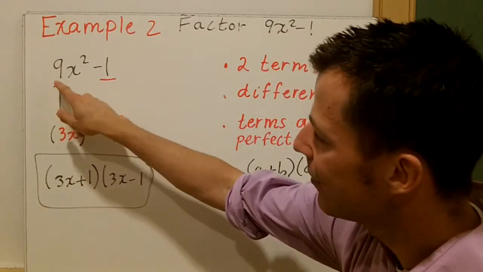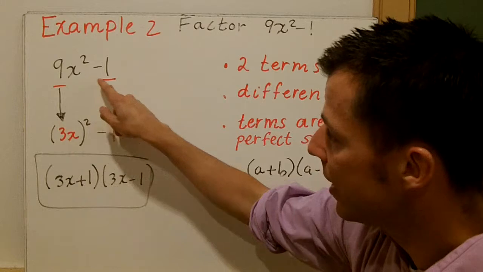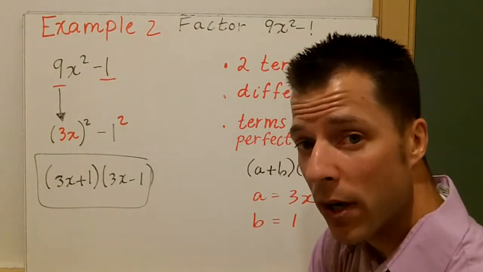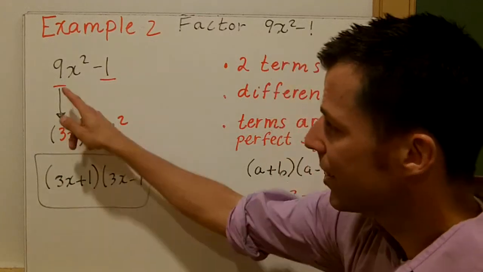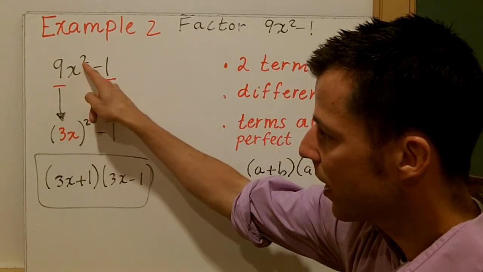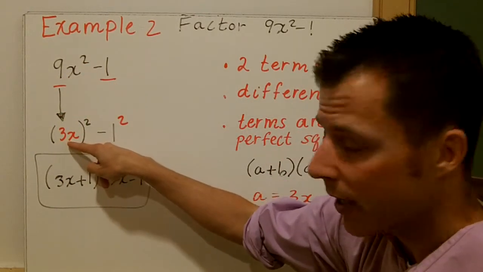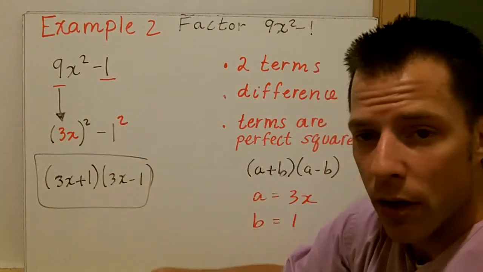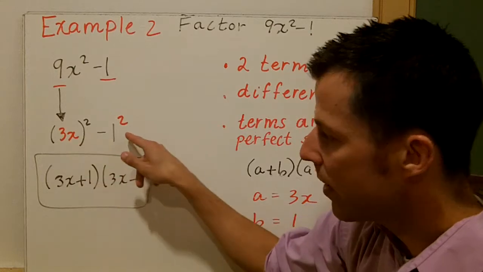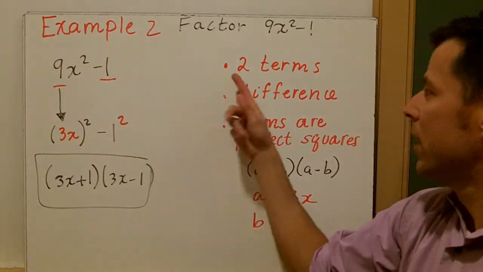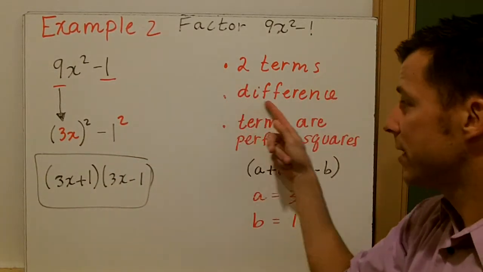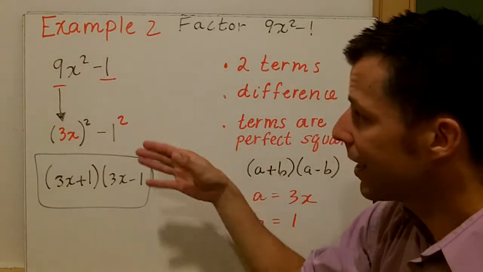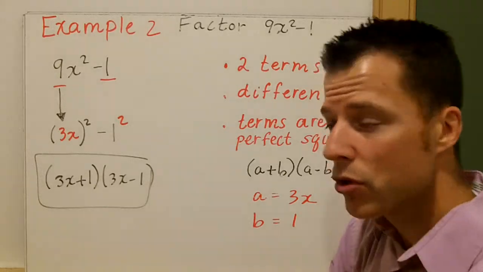but right away I see that I have 9x squared minus 1. 9 is a perfect square and 1 is a perfect square. So let's rewrite 9x squared as the quantity 3x squared. 1 is just 1 squared. Okay, so I've rewritten my beginning expression. I see two terms. This is a difference, and the terms are perfect squares. So I've got everything I need to use the difference of two squares pattern.